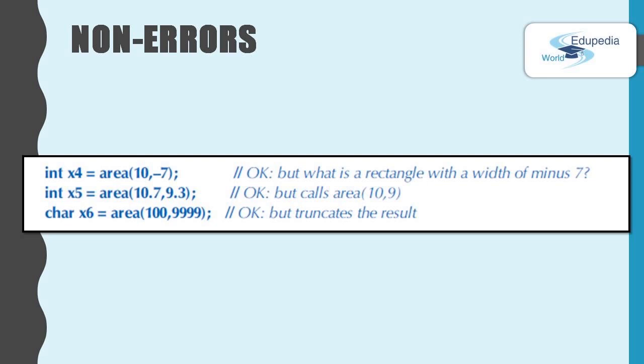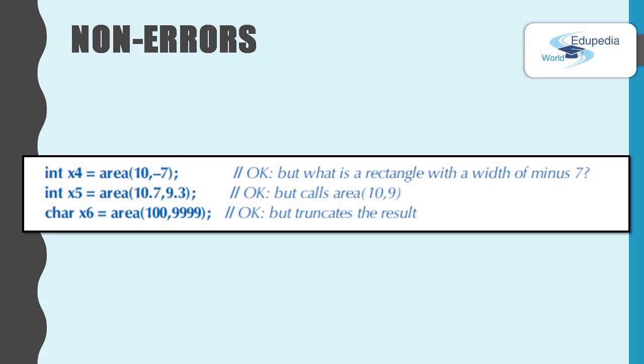The first code line. For the variable x4, we get no error message from the compiler. From the compiler's point of view, calling the area function by passing the two arguments 10 and -7 is fine. The area function asks for two integers and you gave them to it. Nobody said that those arguments had to be positive. But for your human mind, you know -7 can't be a width. There is no meaning in it.